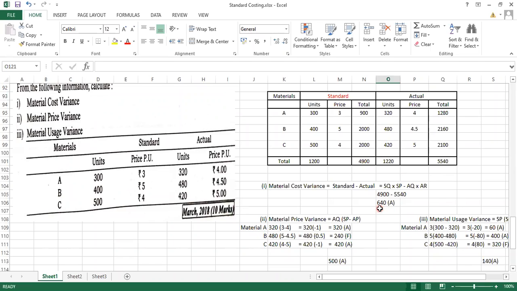But adverse, by adverse कैसे पता चलता है adverse? अगर negative आ रहा है, देखो 4,900 में से 5,540 minus करेंगे हम, then we will be getting a negative 640. So that is why we are writing over here as adverse.